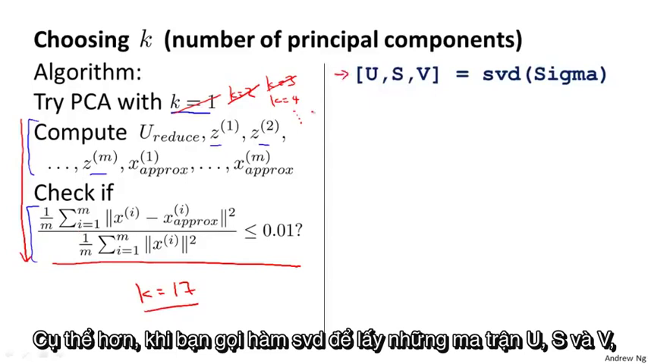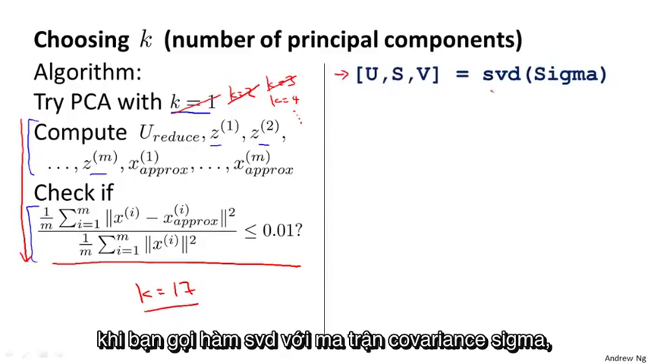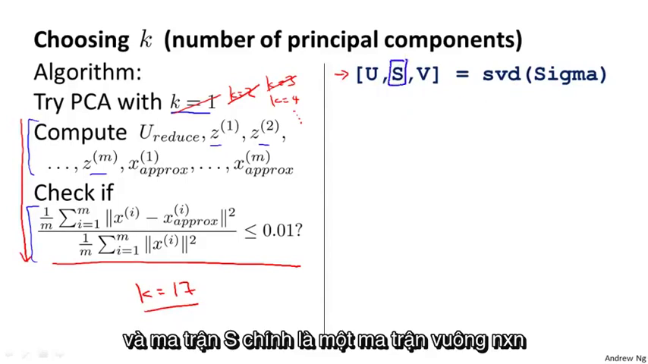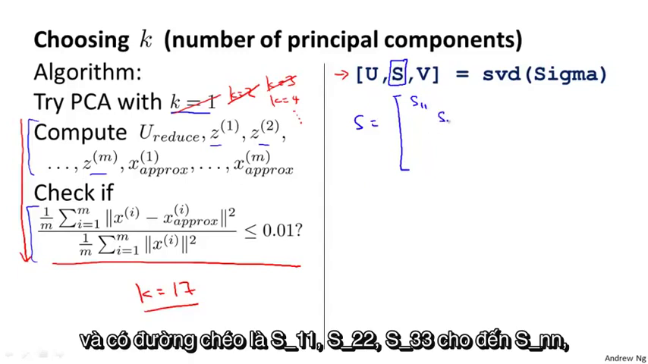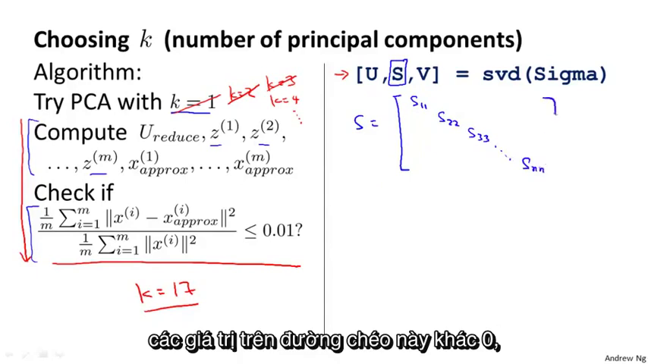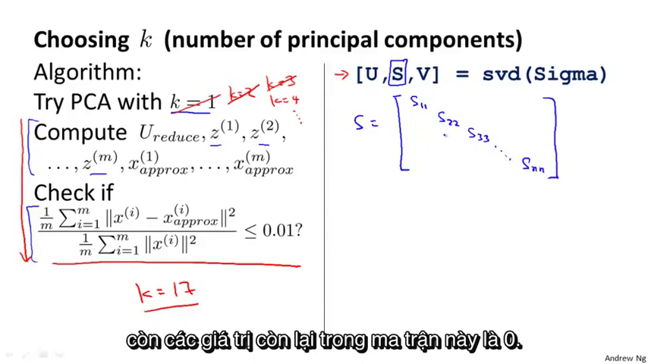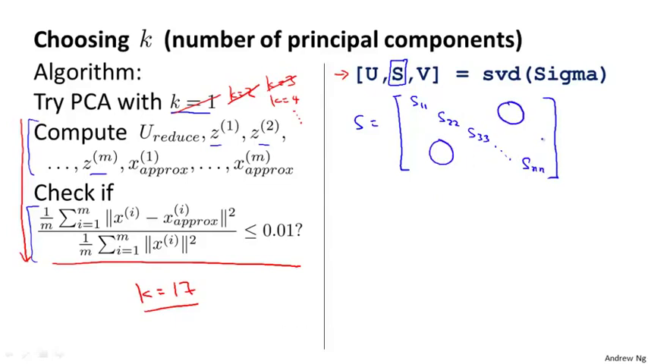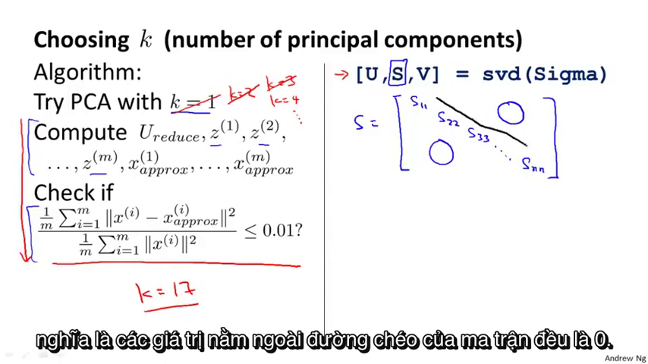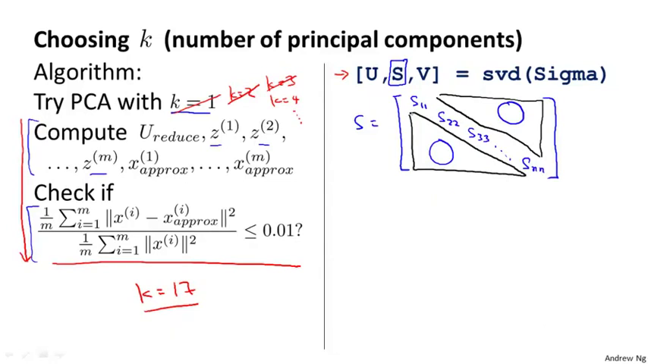Specifically, when you're calling SVD on the covariance matrix sigma to get these matrices U, S, and V, it also gives us back this matrix S. S is going to be a square, n by n matrix that is diagonal. Its diagonal entries S11, S22, S33, down to SNN are the only non-zero elements of this matrix, and everything off the diagonal is going to be 0. Those big O's that I'm drawing mean that all of those entries are zeros.